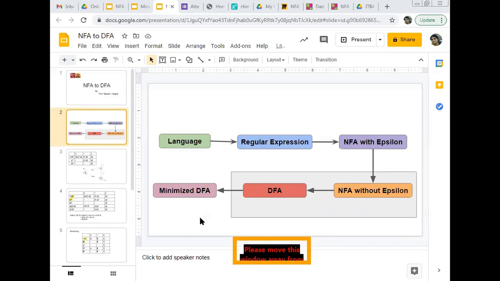Do you remember what is NFA and DFA? Can anyone put it in the chat? What is NFA and what is DFA? Or you can unmute yourself and speak. Yeah? Be a bit louder, please. Who is this? Tabish?